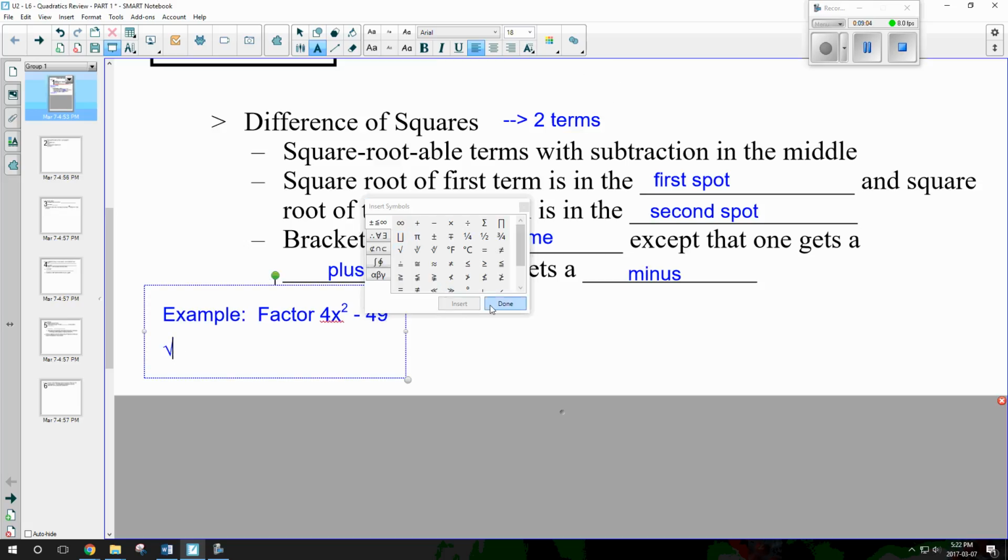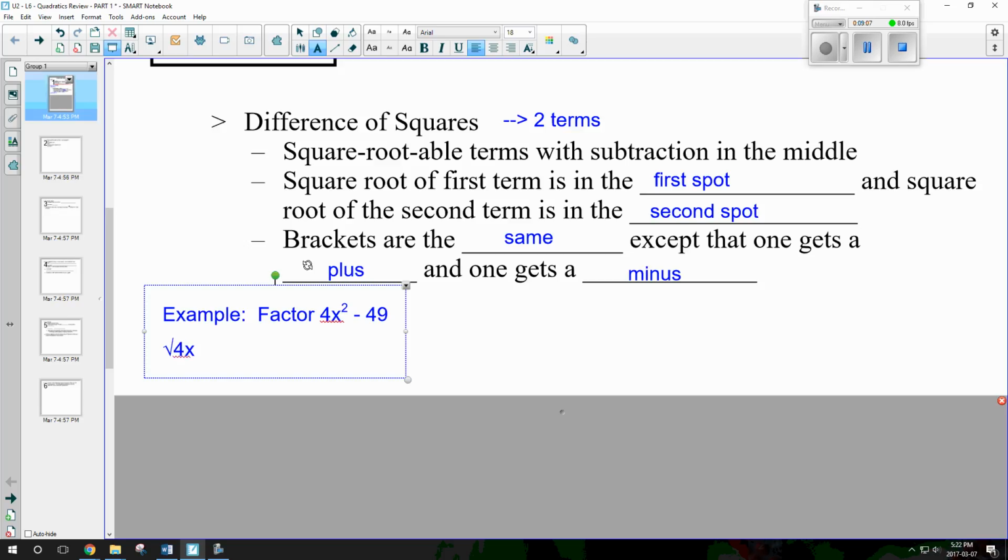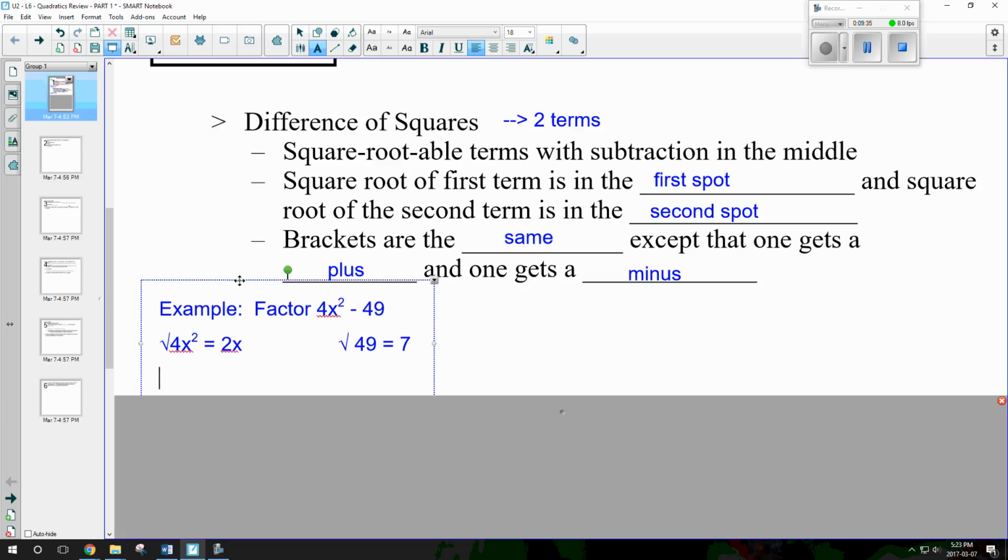So we're going to square root the 4x squared. So the square root of 4 is 2. The square root of x squared is x. And then we're also going to square root the second term. So we square root 49. And the square root of 49 is 7. So both of them square rooted nicely, so it means it met all of our conditions because there was two terms, they both square rooted nicely, and there was a minus in the middle.